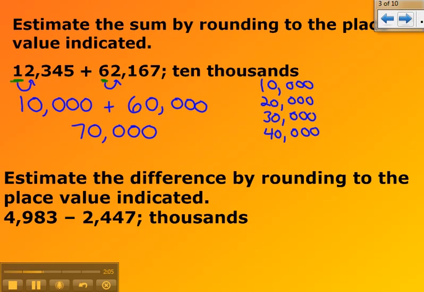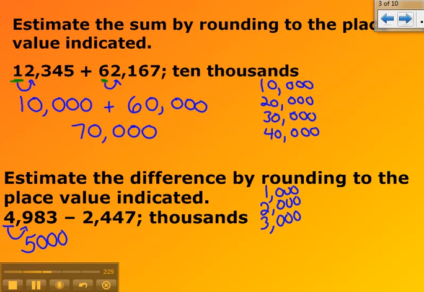Let's try another one rounded to the thousands place. This time I'm going to want things like 1,000, 2,000, 3,000, and so on for what my rounding is going to look like. If I have 4,983, I have my 4, I'm going to look to the number next to it. It's a 9. My 9 tells me to round it up. So I'm going to round this up to 5,000.